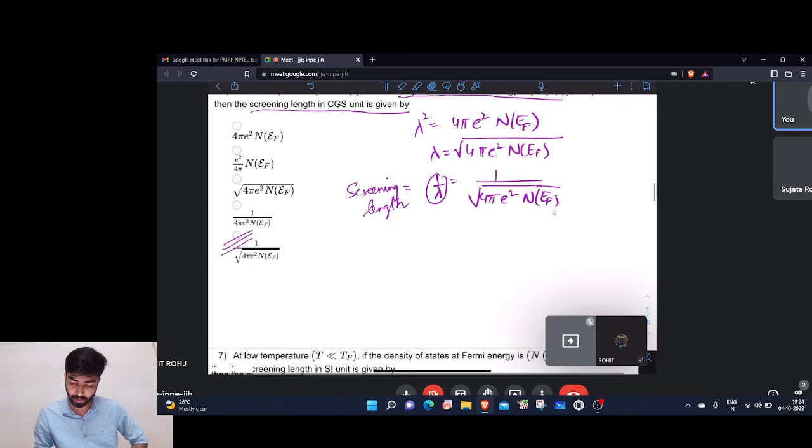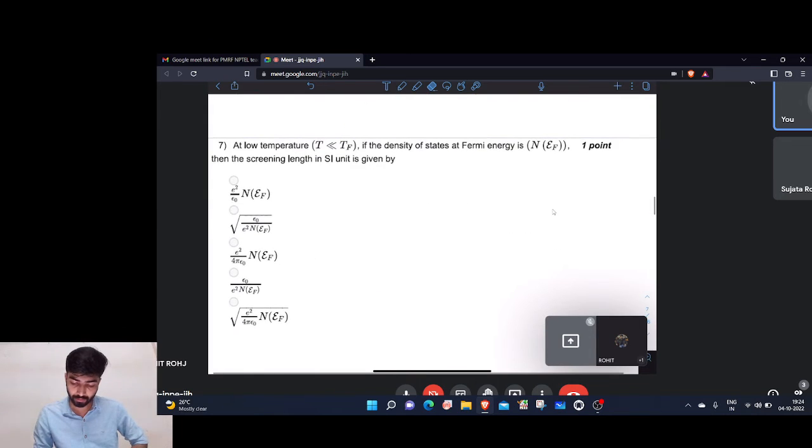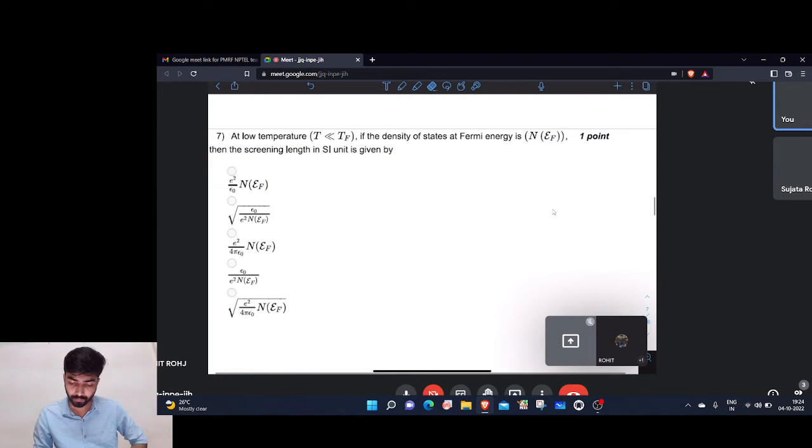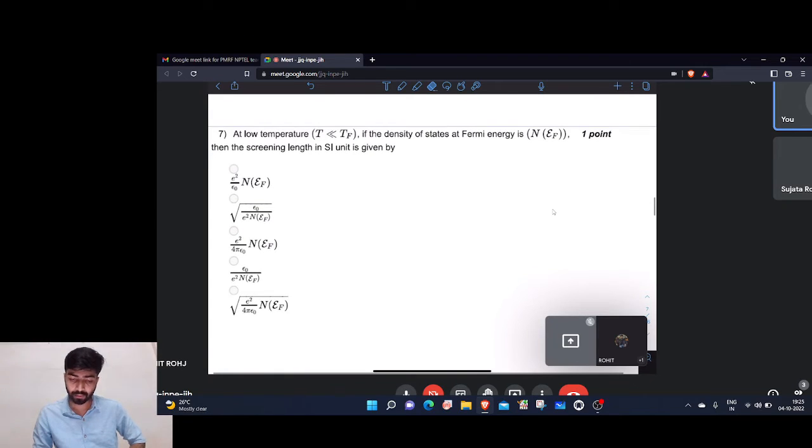But now question number 7 says that at low temperature, if the density of states at the Fermi level is N of EF, then the screening length, now in SI units, the term, let me just find it out quickly.